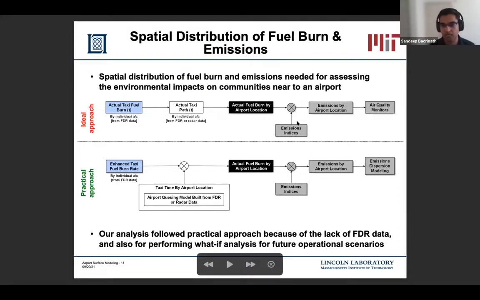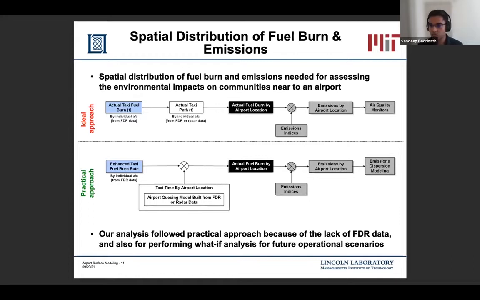And we can multiply the emission indices with the wait time in each location to get the emissions at each location on the airport surface. And then you could use a dispersion model to analyze the dispersion, right? However, FDR data is not readily available. Airlines don't share FDR data because of privacy concerns.